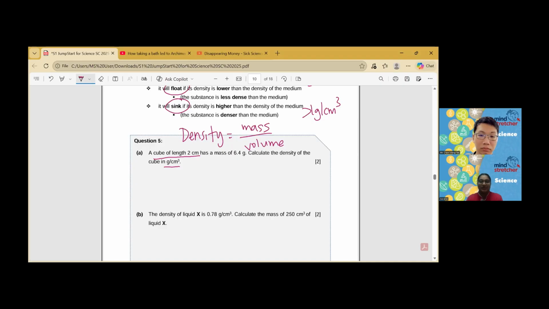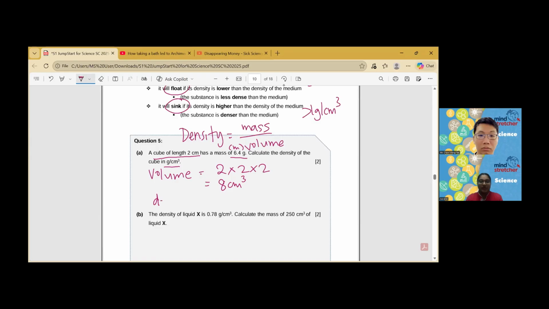No one has an answer yet. 2 times 2 times 2. Oh, Jing. Okay, so why must you do that though? What are you trying to find when you do 2 times 2 times 2? Correct. So in this case, since you have the length of the cube, which is 2, you should be able to find the volume first. So 2 times 2 times 2, your length times breadth times height, and your answer is 8 cm cube. And they already gave you your mass as well.